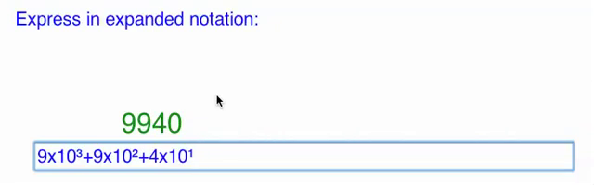Okay, one last example. 9 is followed by 3 places. So 9 times 10 to the power of 3, or it's 9 times 1,000. 1,000 is 10 to the power of 3, so 9 times 1,000 is 9,000, plus 900. So 9 times 100, which is 10 to the power of 2. This 9 is followed by 2 places, so 9 times 10 to the power of 2, which is the trick. Plus 4 times 10 to the power of, followed by 1 place, so times 10 to the power of 1.